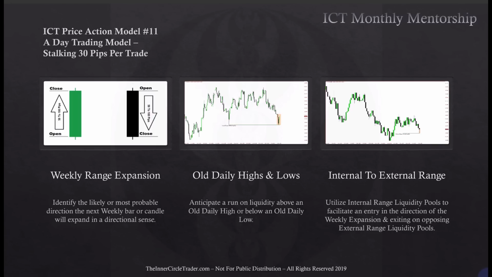Now, if you're looking at a weekly chart and it's trading really close to an old weekly low, within 30 pips, that's not going to be high probability. Now, it doesn't mean you can't scalp that, but at least for this model, it doesn't fit the criteria.